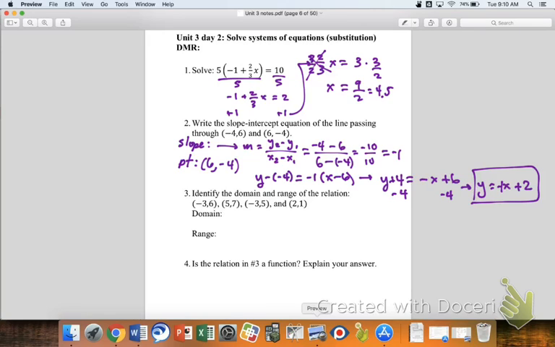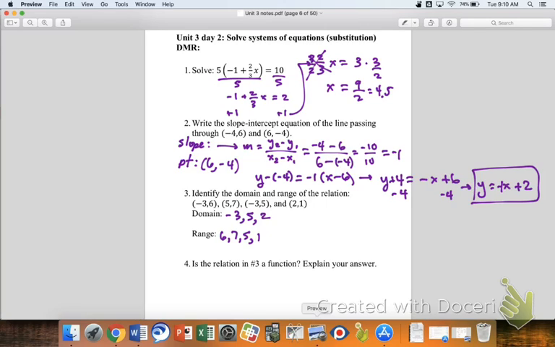All right then. So the domain for this one here would be -3, 5, and 2. Obviously, there's a repeat of -3. You only have to list it once. The domain would be 6, 7, 5, and 1.